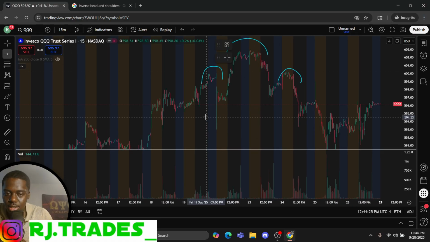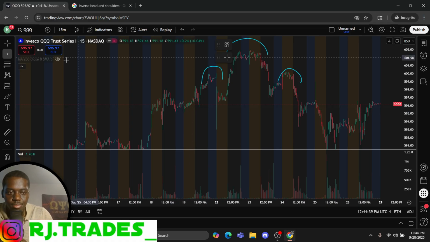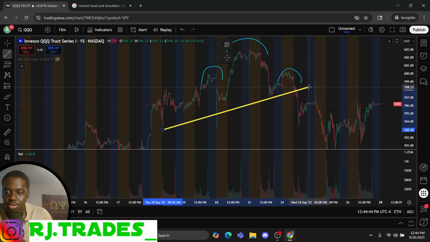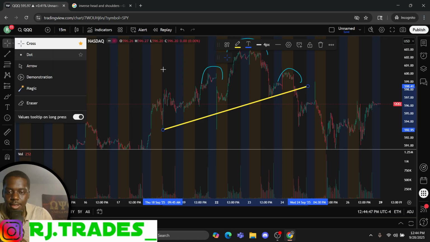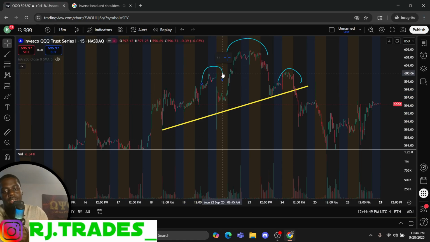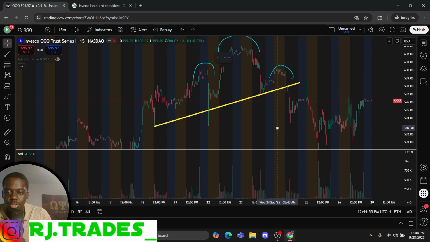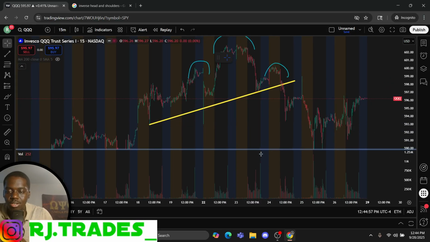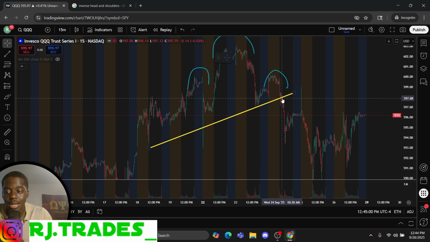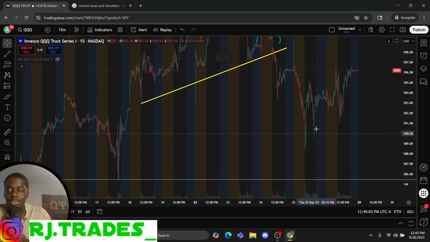Let's see. We got a clean neckline here. We don't have a super clean neckline, but this isn't terrible. It's not a super clean one. You probably have to use a trend line for it more than anything, to be honest. But as soon as it broke, you see we had a nice down move. Overall market is bullish, so we didn't get too much follow through, but that is a nice drop from 597, came all the way down here to 588.